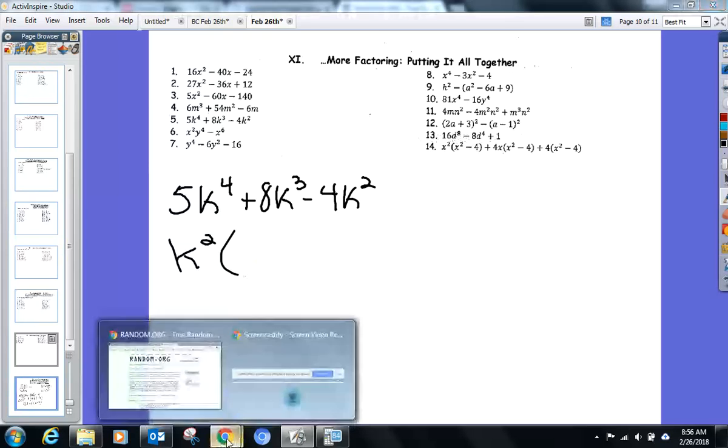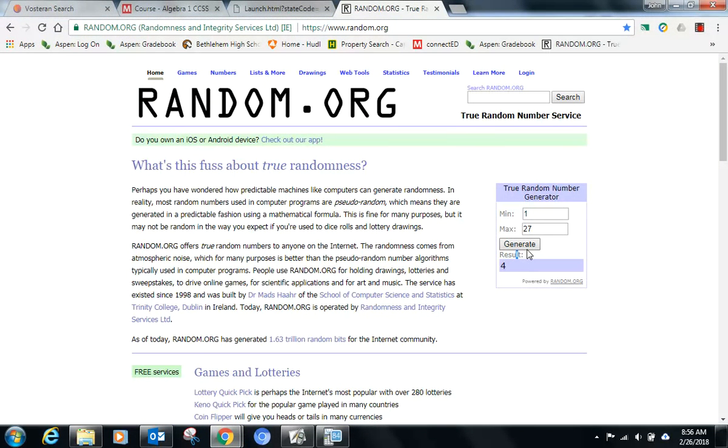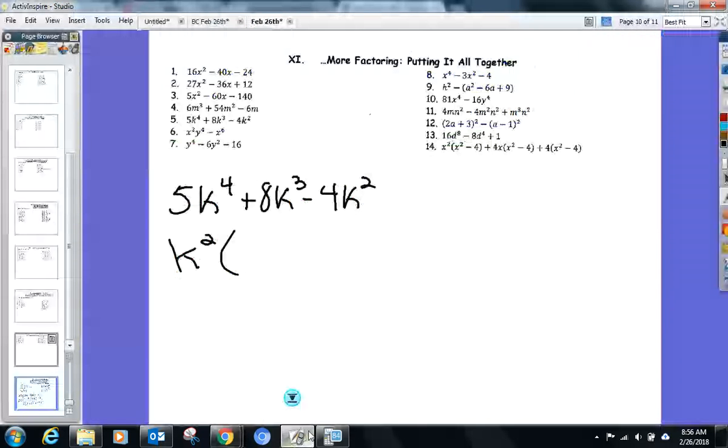All right, let me know what's left after I take out that k squared, number 4. Yep, I took out a k squared. What's left inside? K, be careful, I had 4 now. I took 2 away. To the second.